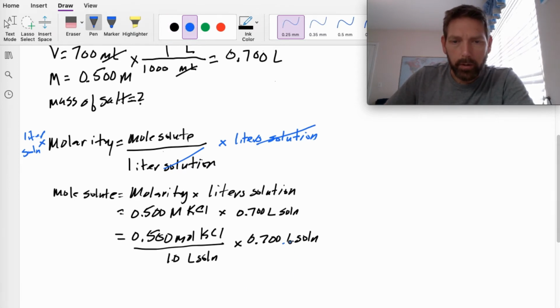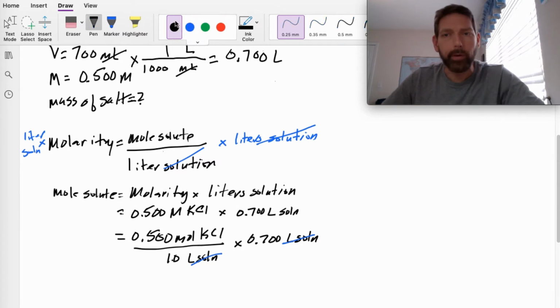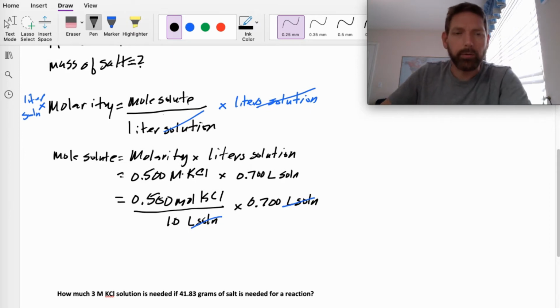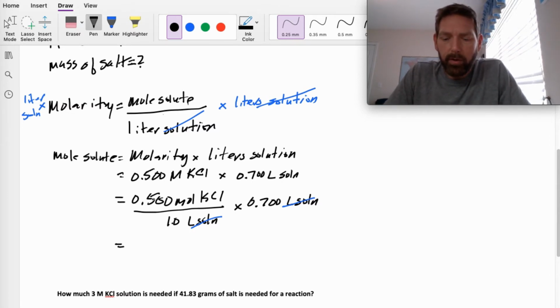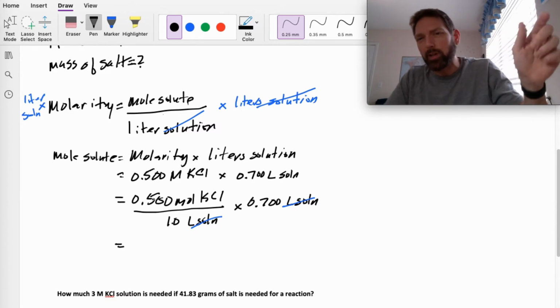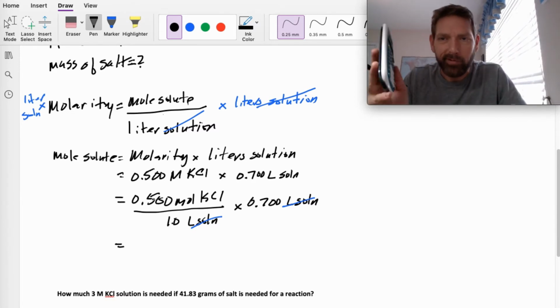You should see that liters on top and bottom, that unit cancels out. It's all about the units. It's always about the units. So now, at this point right here, you should see 5 times 7 is 35. If you struggle with moving decimals, just use a calculator.